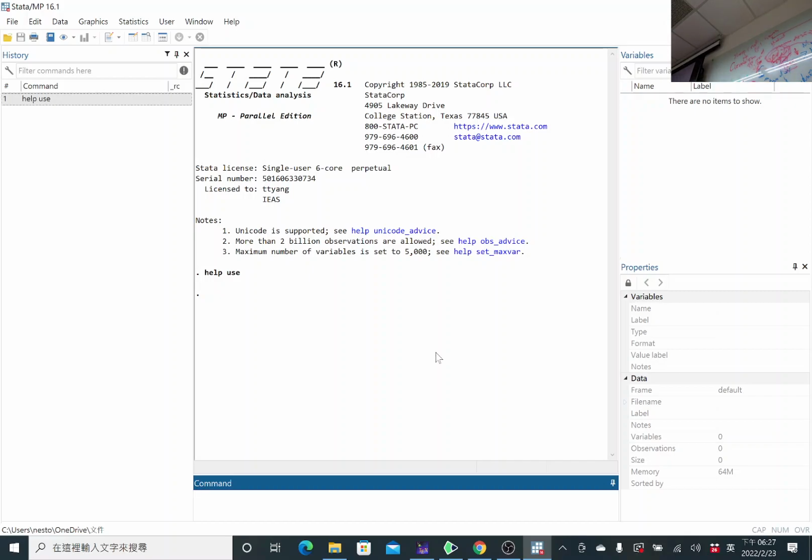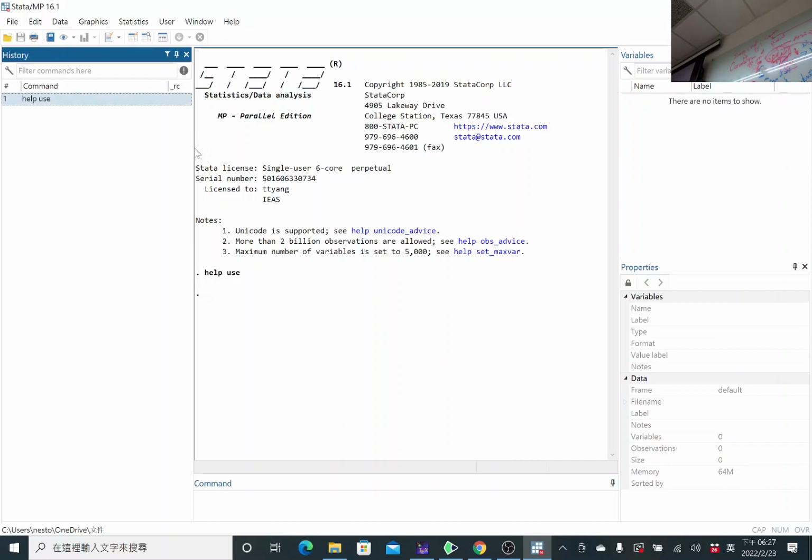And this window gives you the history of commands. You just type this, so it will show up here. If you click here, it will show up again in the command line. Okay? And if you open a data set, it will show the variables in that data set. So how to open a data set? You can just click here.